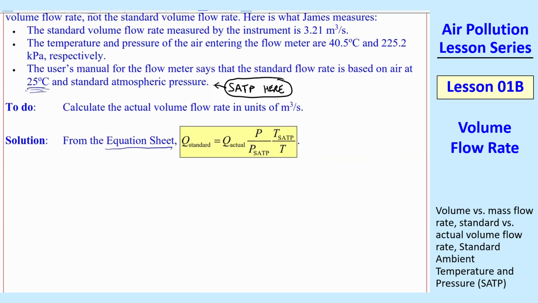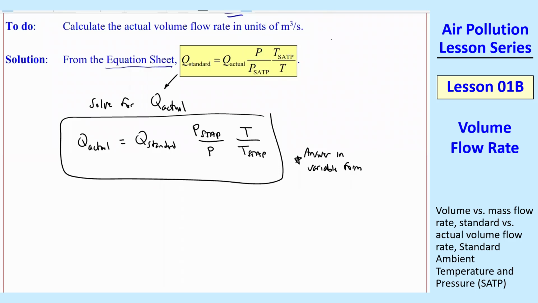and I'll keep modifying that as we go through the semester if necessary. So here's our equation, and what we'll do is solve for what we want, which is Q actual. So we can solve that equation, and we get this equation for Q actual, which is what we want. I have a comment here.